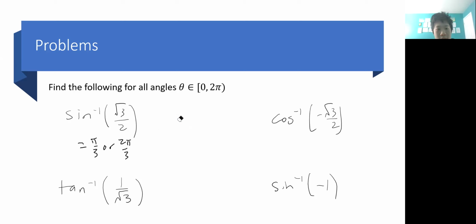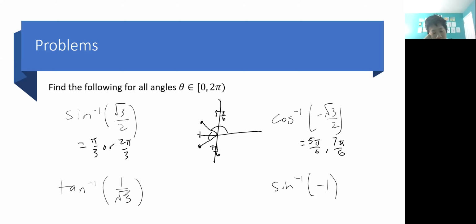Next one is very similar. What values of cosine would give us negative root 3 over 2? Cosine is the x-coordinate, so that's kind of like there. And it looks like those are our two solutions. So this one is 5 pi over 6. This one is 7 pi over 6. So our two answers are 5 pi over 6 and 7 pi over 6.